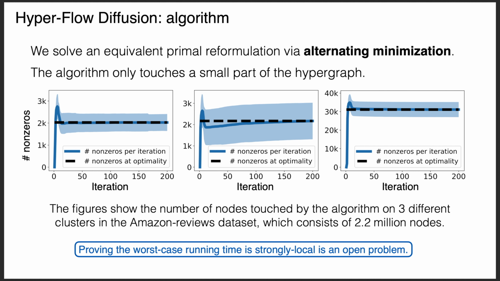In the plots, the black dashed line is the true number of non-zeros in the output. So this indicates that the running time of the algorithm only depends on the size of the output, but not on the input hypergraph size. This is nice, and important for the algorithms to scale up to really large hypergraphs. We actually had similar observations in all our experiments. On the other hand, proving in theory that the worst case running time is indeed strongly local is still an open problem.